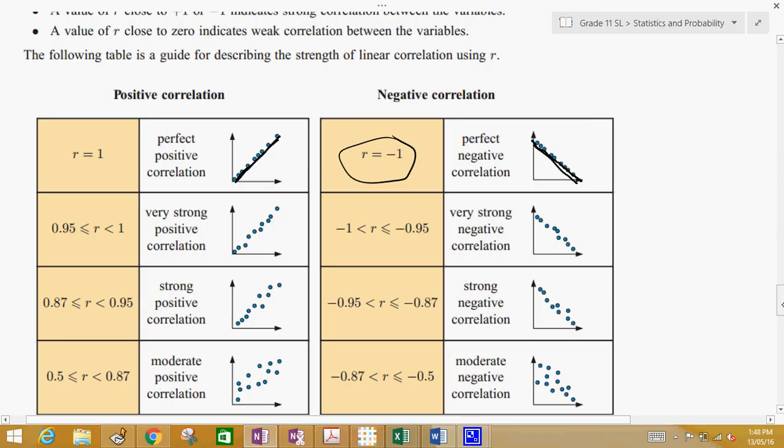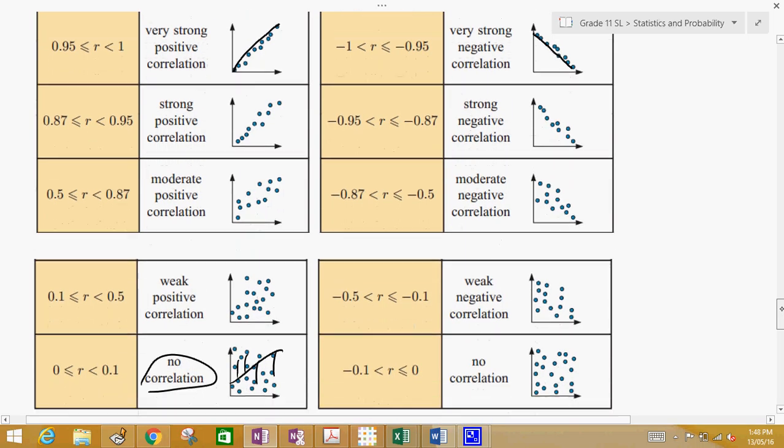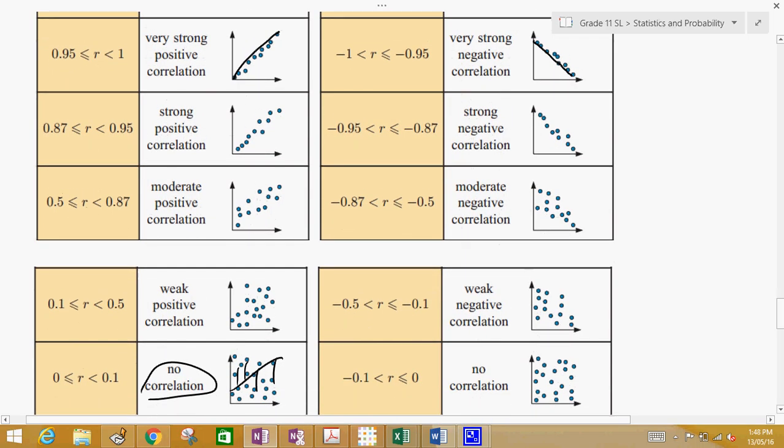Then we can get less perfect, but this one's still very strong, so a line going through this or through this, pretty good. And as you get further away from 1 or -1, closer to 0, it becomes less perfect. So over here, this is pretty weak if you had a line that represents this data. I guess this one's going downwards because it's negative.